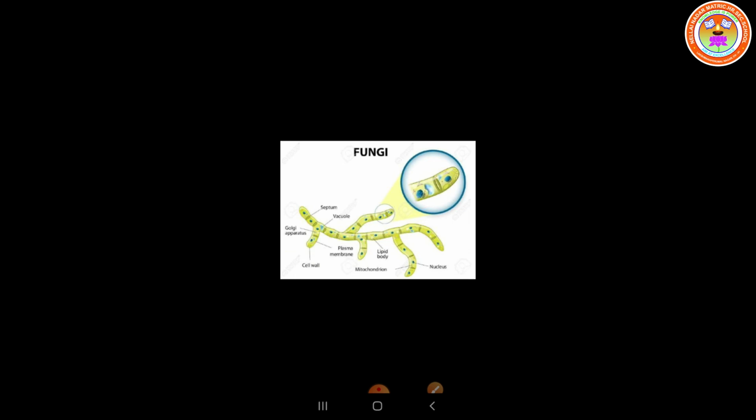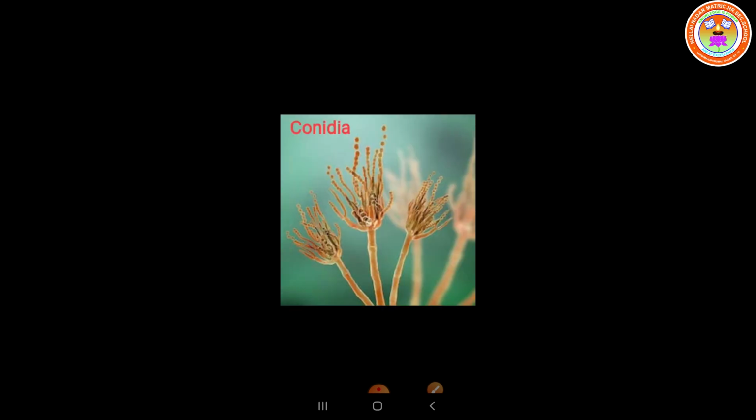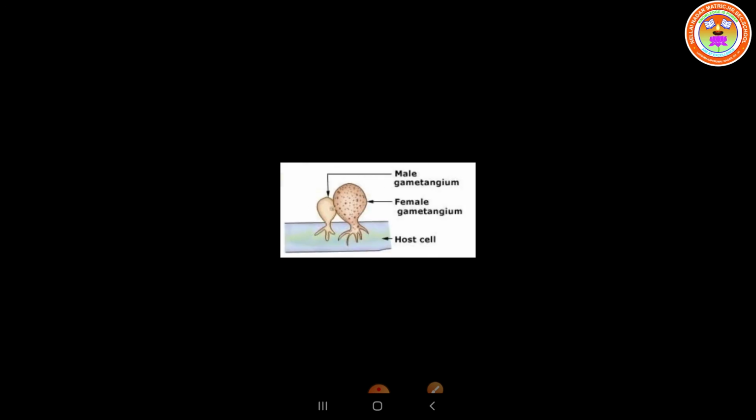Food material is stored in the form of glycogen or oil globules. Fungi reproduce vegetatively, asexually and sexually. Vegetatively by binary fission, budding and fragmentation. Asexually by producing conidia. Sexually by producing gametangia, male and female gametangium. The male gametangium is called antheridium. The female gametangium is called oogonium. Clear children?